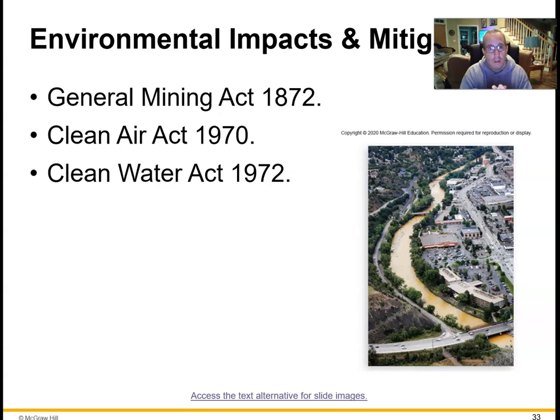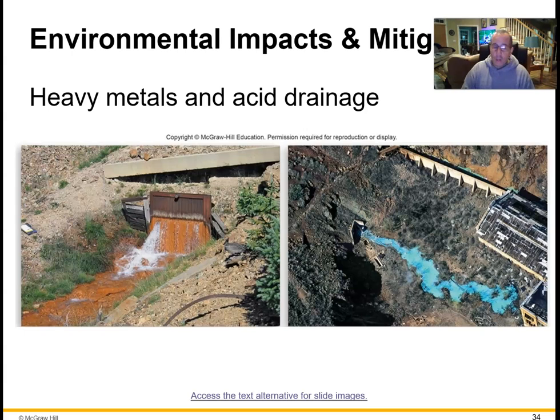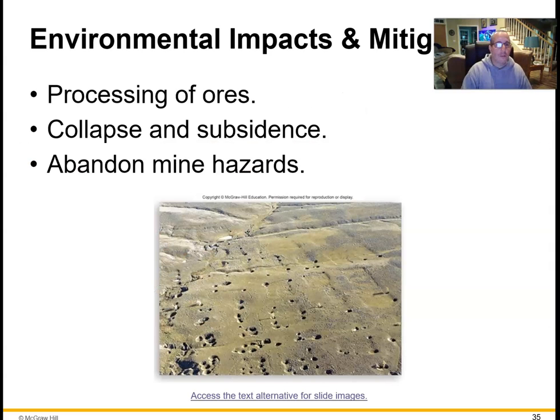The way that these things have been done, it's really bad in some areas out there. These are some examples of heavy metals from acid drainage from mines. We've had several examples of this in the West recently, where abandoned mines started leaking or failed completely, and the water ran into rivers, basically destroying the rivers for miles and miles.